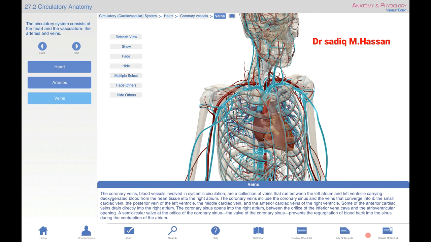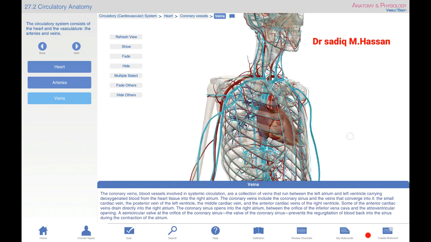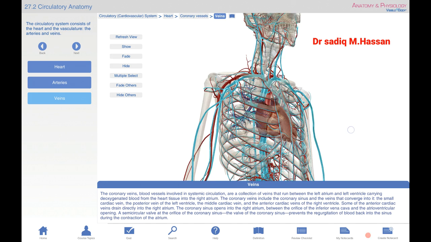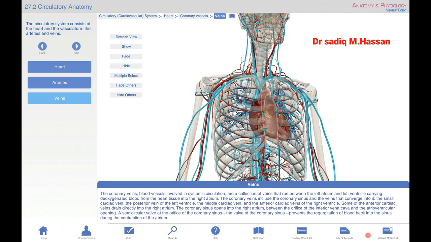Now, as you see here, other blood vessels are highlighted. They are veins. The coronary veins, in general, are a collection of veins involved in the systemic circulation that run between the left atrium and left ventricle and carry deoxygenated blood from the heart tissue into the right atrium. Coronary veins include the coronary sinus, a very big sinus, and the veins that converge into it: the small cardiac vein, the posterior vein of the left ventricle, the middle cardiac vein, and the anterior cardiac veins of the right ventricle. Some of the anterior cardiac veins drain directly into the right atrium.